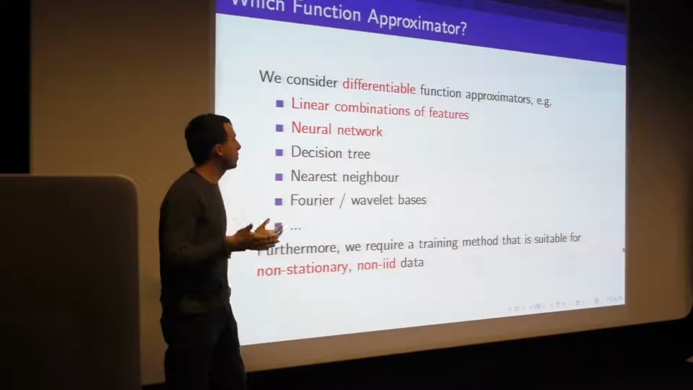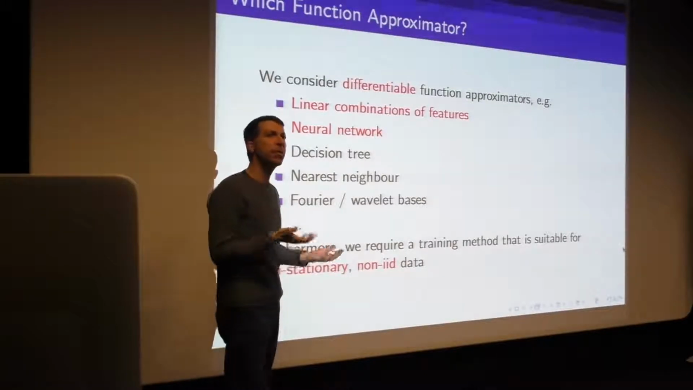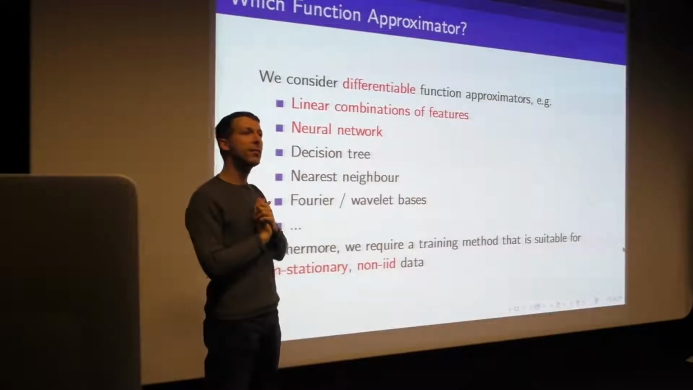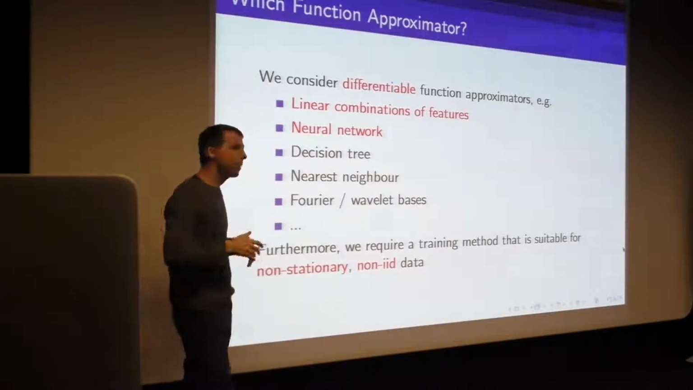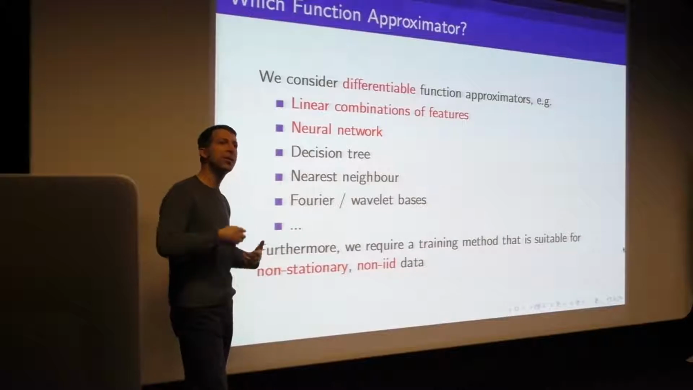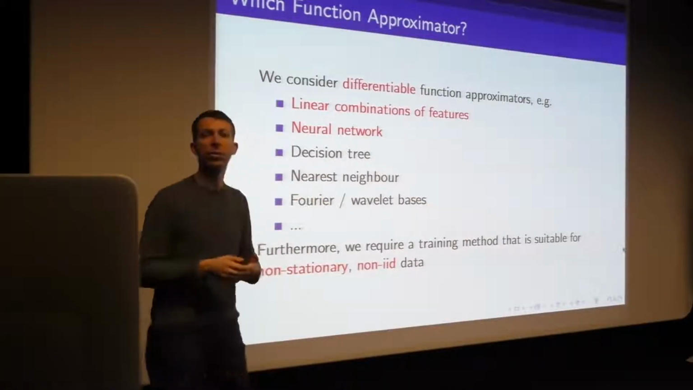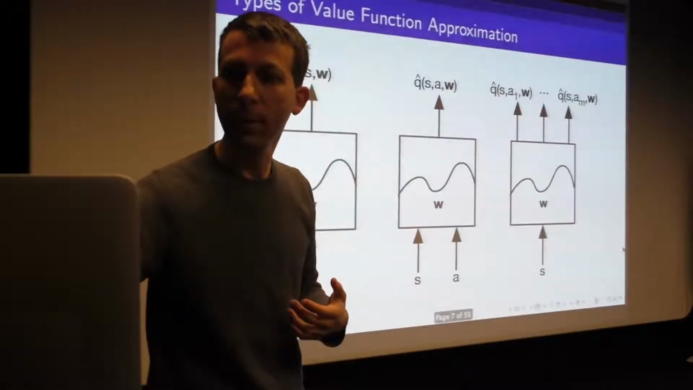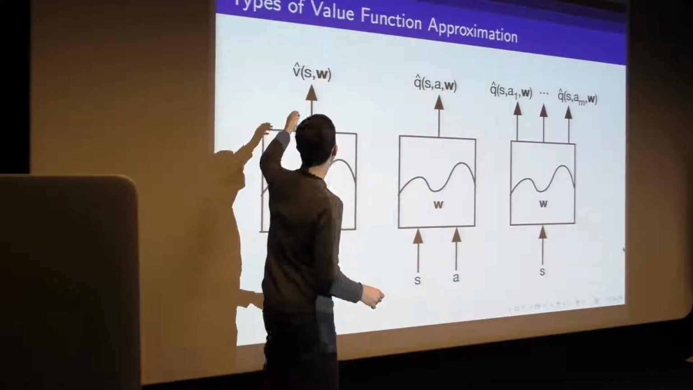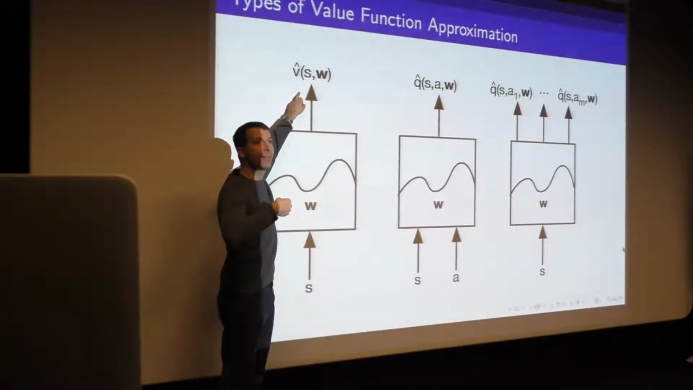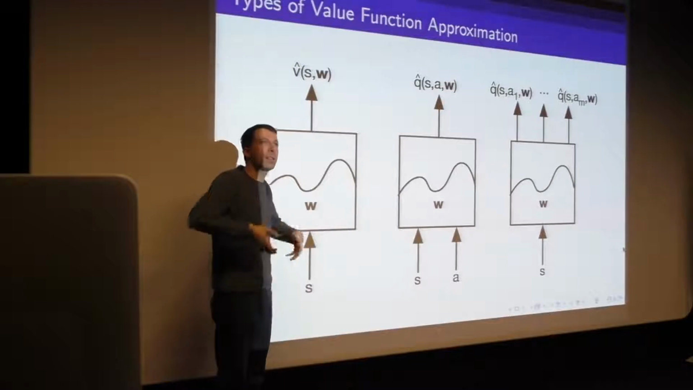So that's the representation. We want a representation that's differentiable, but what about training these things? Well, what's special about reinforcement learning compared to supervised learning is that in practice we end up with this non-stationary sequence of value functions that we're trying to estimate. If we're trying to estimate v of pi with this thing, we want this thing to evaluate our current policy, but our policy is changing. Our policy is going to improve.